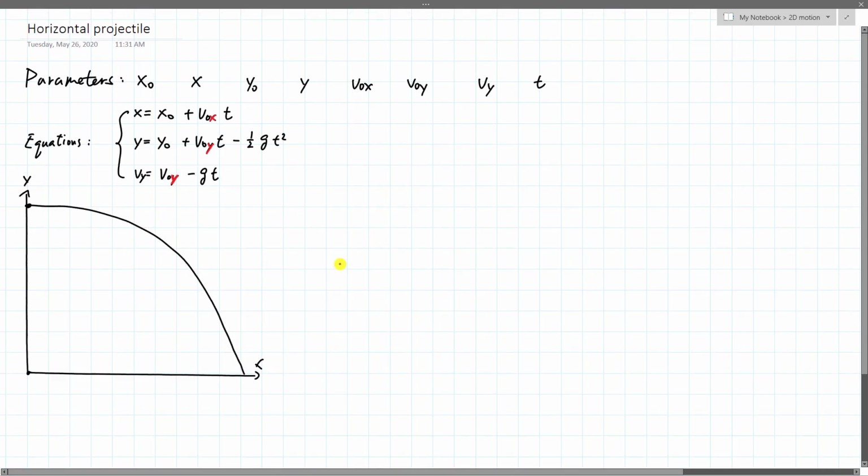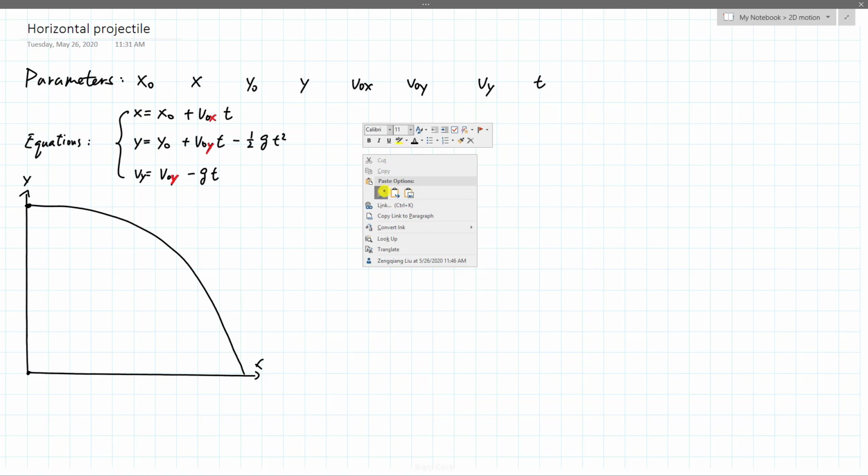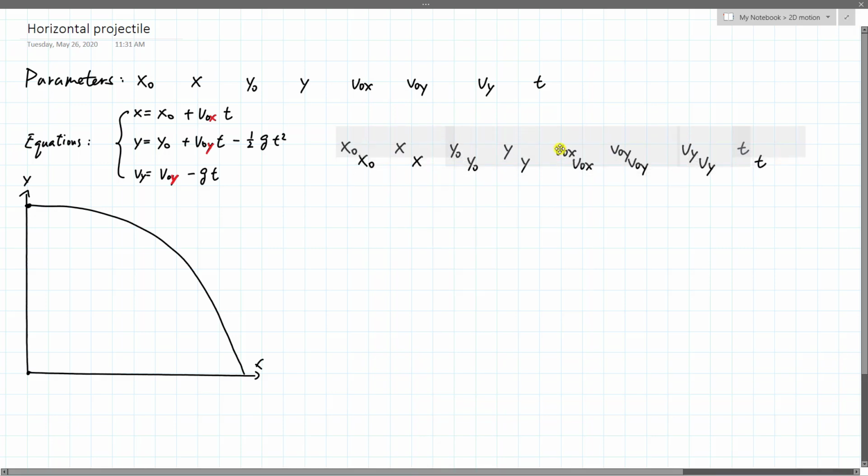Okay, so we start from our parameters. So this is what was given. So we'll copy the whole list. Copy. Just have it pasted here so we can fill it up.